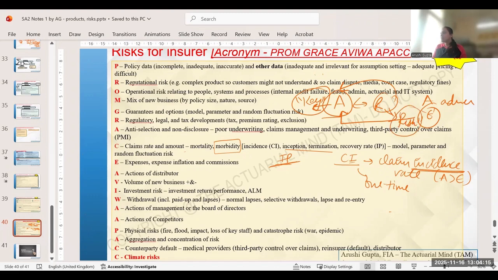अगर assumption claim inception rate and termination rate is a key assumption in IP. तो रिस्क भी इसी से रिलेटेड की है, that this thing in reality turns out to be adverse than the expected. That becomes a risk. And again, that is also key/material for the product.